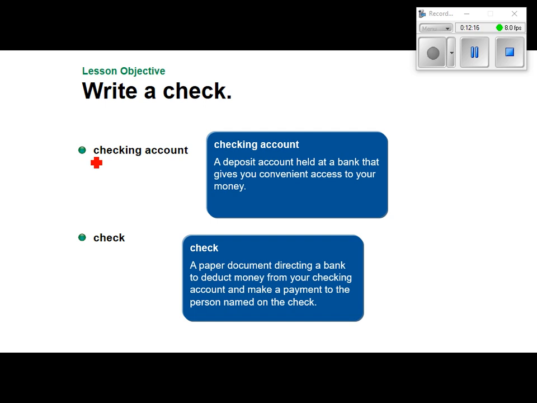A checking account: an account held at the bank that gives you convenient access to your money, so you can write checks. Most of the time now, it's not writing checks, it's using your ATM card, your bank card, instead of writing checks.